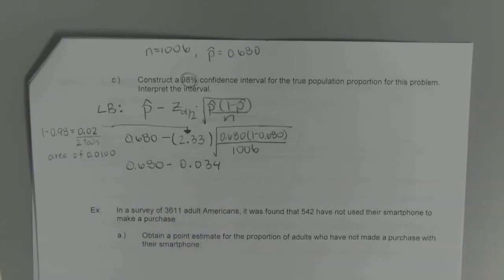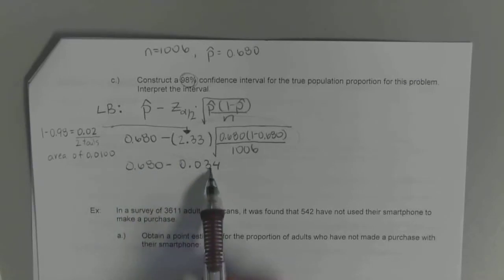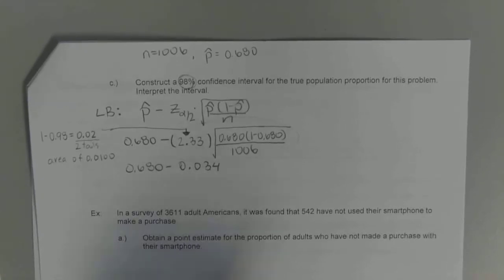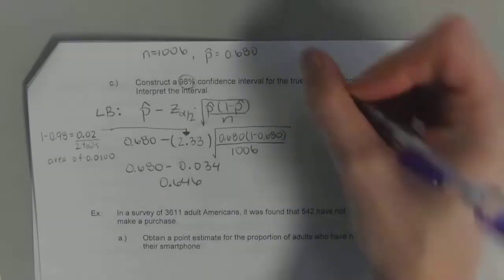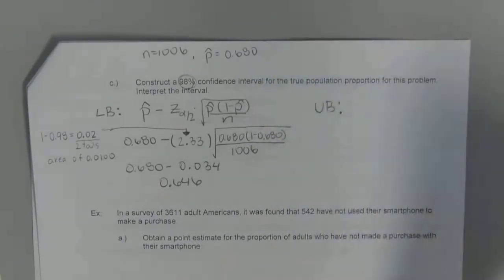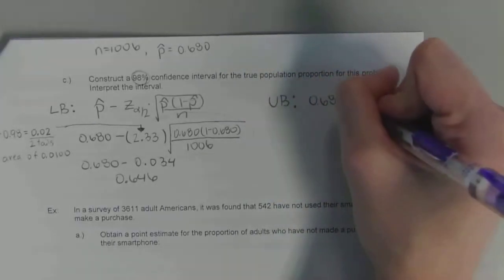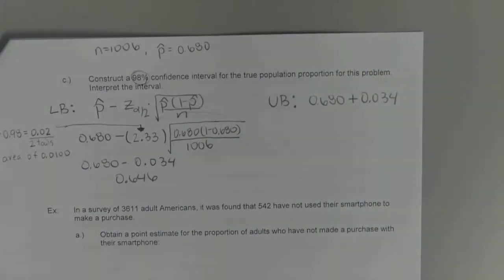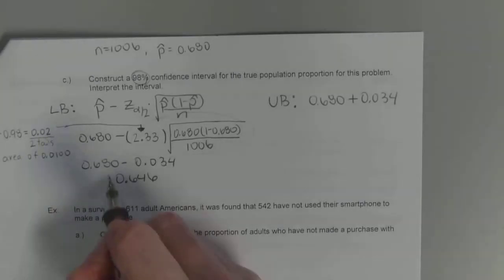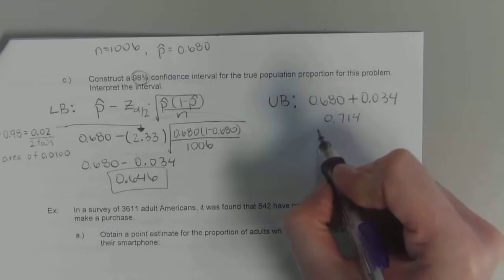Margin of error is kind of like the give or take. So normally we would just say 68%, but now we can say give or take 3.4%, all right? So we can subtract it to get our lower bound. If you subtract it, what do you get for your lower bound? 0.646, okay? Our upper bound, guys, will just be that point estimate of 0.680 plus our margin of error. So what will our upper bound be? 0.714, does that look right?